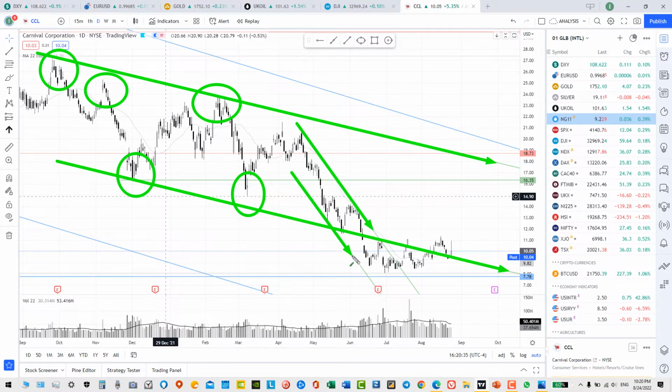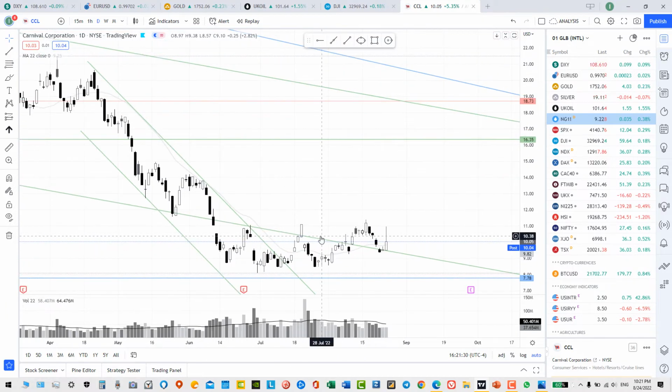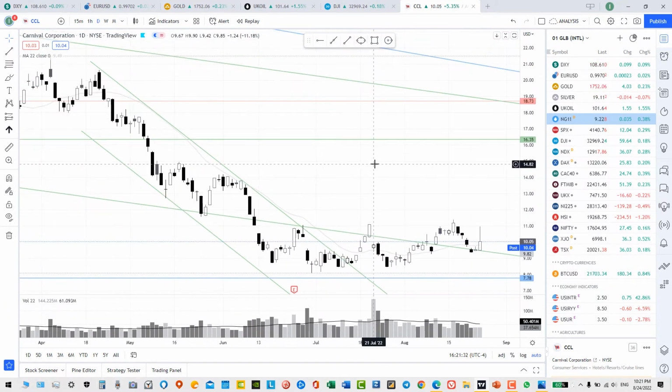So how on earth could Carnival get into an uptrend, even if this uptrend is a short term against a downtrend which is prevailing from bigger time frames? Let us check this short term.